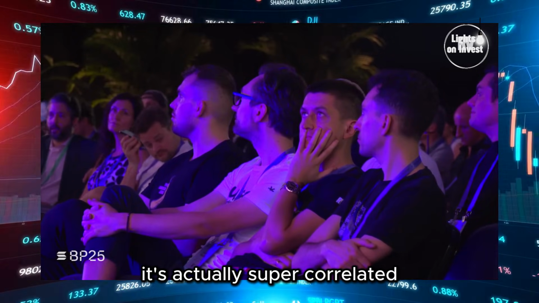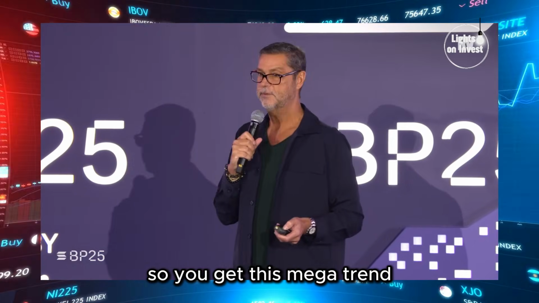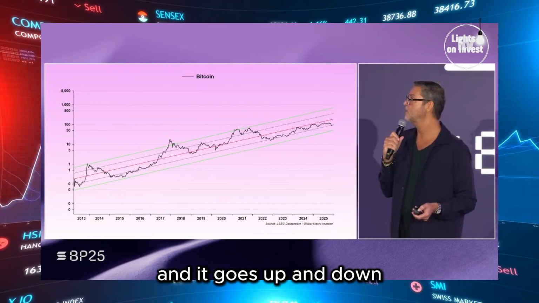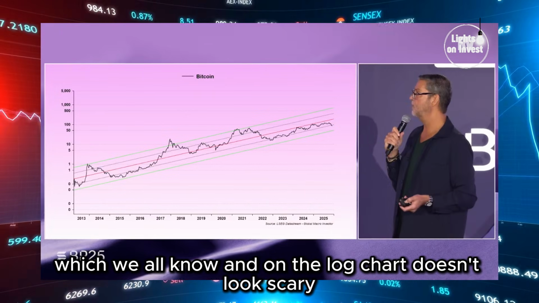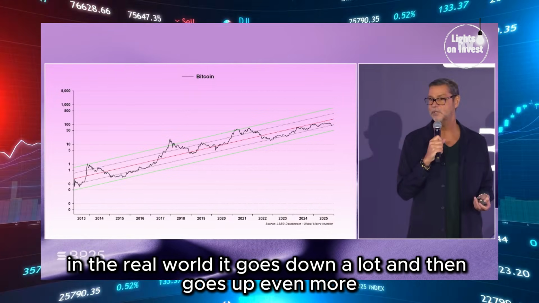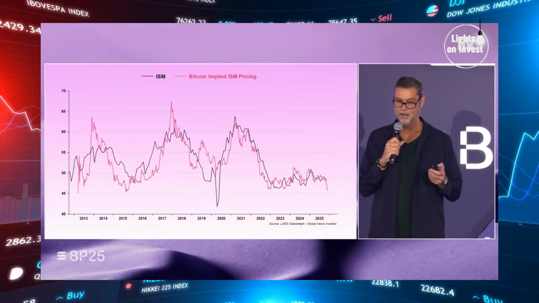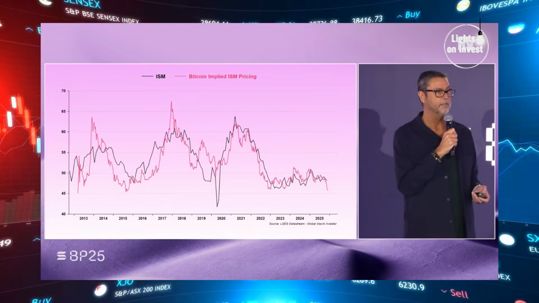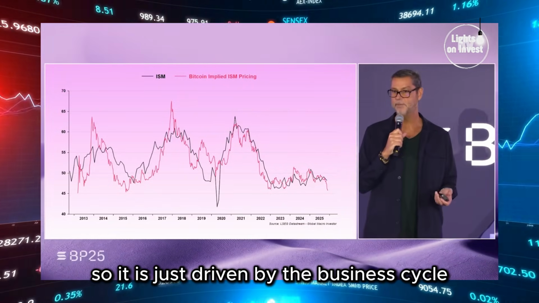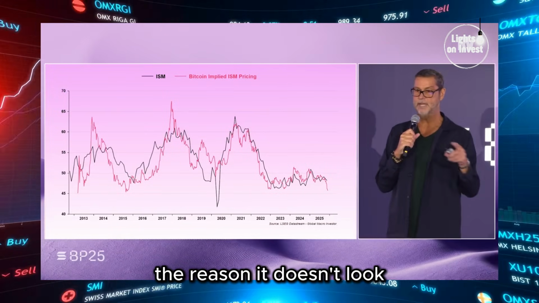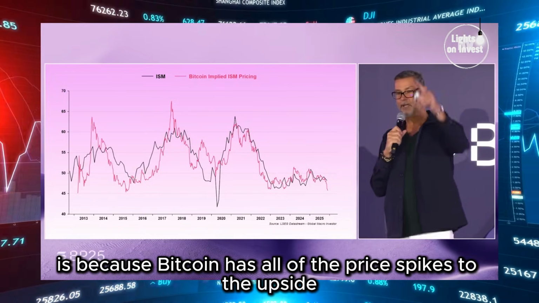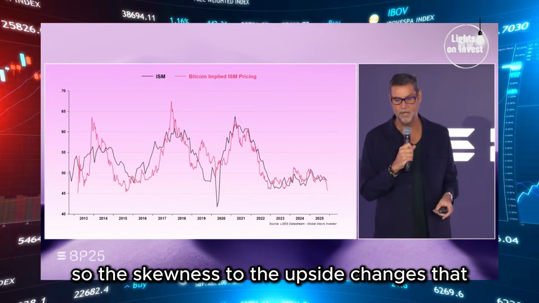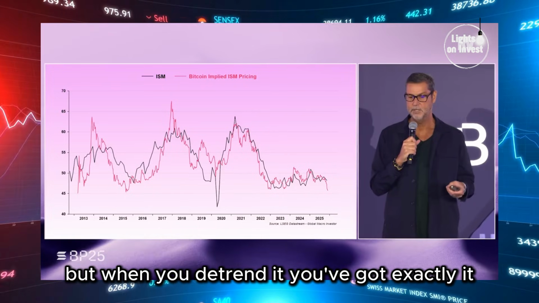It's actually super correlated. So you get this mega trend, which is the secular adoption trend driven by Metcalfe's law in Bitcoin, and it goes up and down, which we all know. On a log chart, it doesn't look scary. In the real world, it goes down a lot and then goes up even more. But when you detrend that, it's actually the business cycle. It is just driven by the business cycle. You have to detrend it because Bitcoin has all of the price spikes to the upside, so the skewness to the upside changes that. But when you detrend it, you've got exactly it.